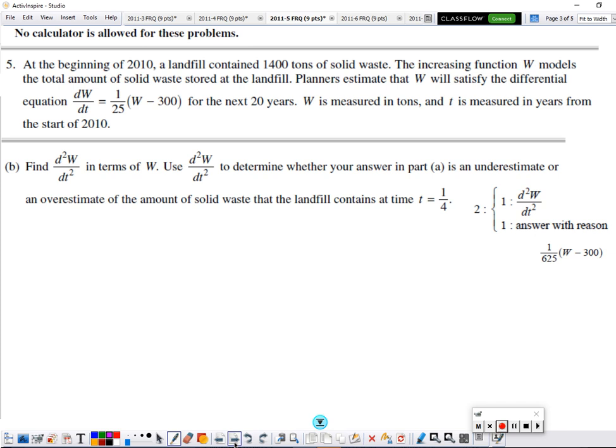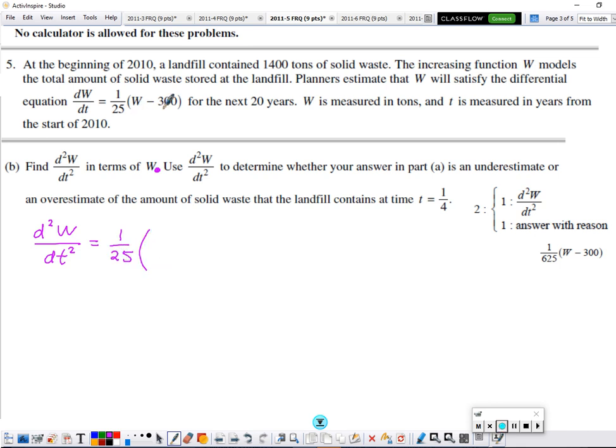Find the second derivative in terms of W. Period means stop and do it. Don't read more. Just stop and do what they ask. Here's the first derivative. Second derivative is easy. 1 over 25 is a multiplying constant. So it's a constant factor. Just write it down.